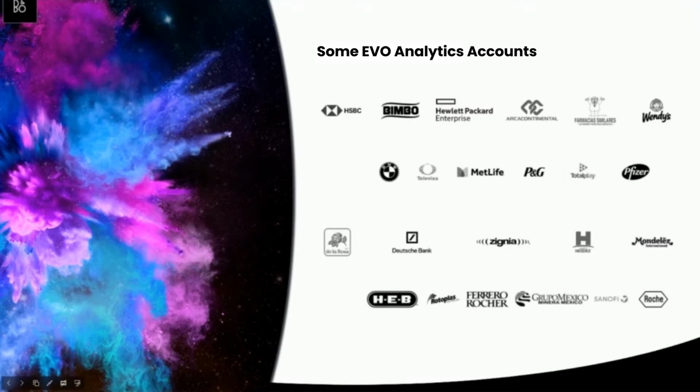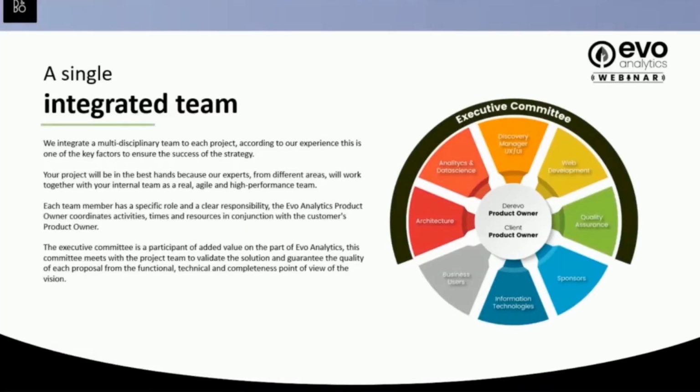So here are some of our Evo Analytic accounts, and some of the ones that you guys would recognize are going to be like HSBC, Bimbo, Procter & Gamble, Pfizer, Wendy's, HEB, and these are just a few of our current clients or clients that we've been working with in the past. So how does it work?